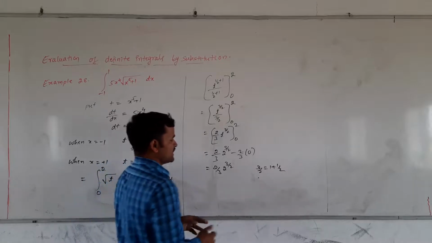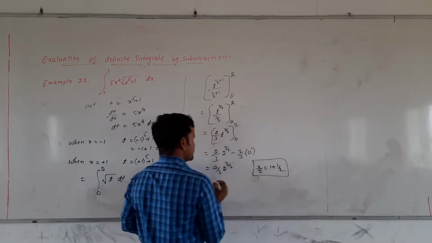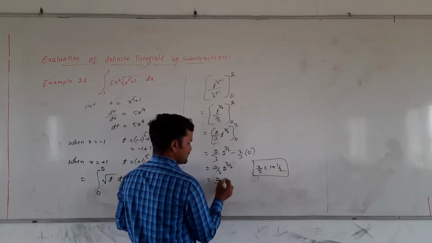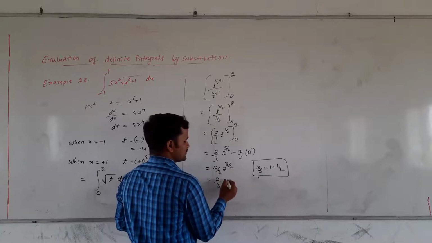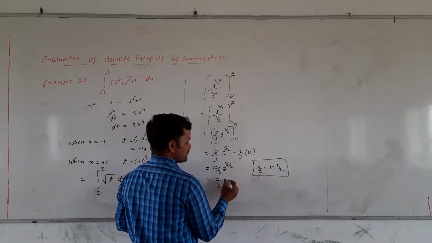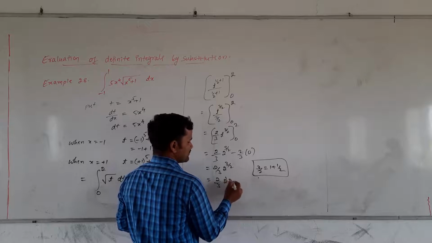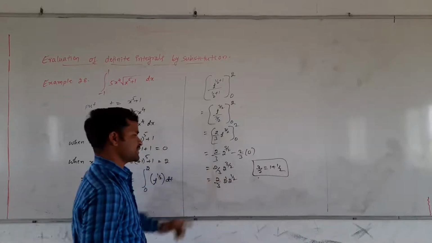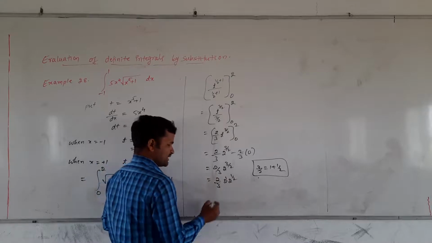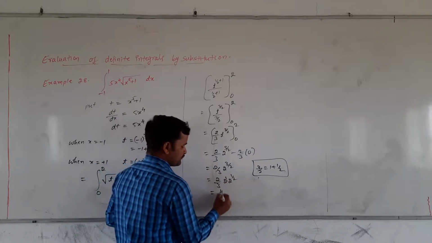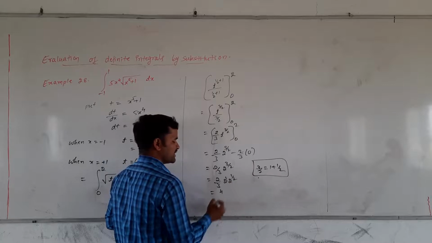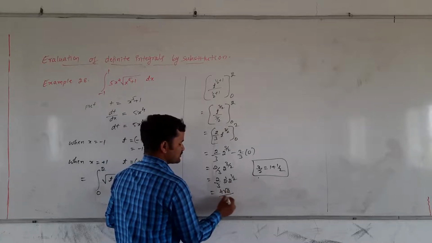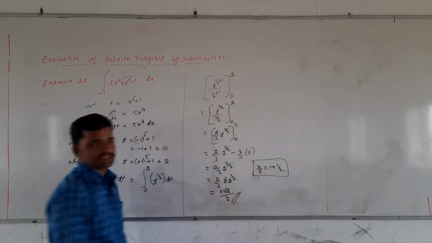You see? Here, 2 by 3 into this one I will write as 2 to the power of 1 into 2 to the power of 1 by 2. If you multiply, this becomes 2 to the power of 3 by 2 only. 2 into 2 is 4. 2 raised to 1 by 2 is root 2. 4 into root 2 by 3 is the answer here.